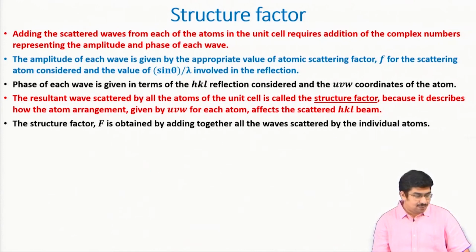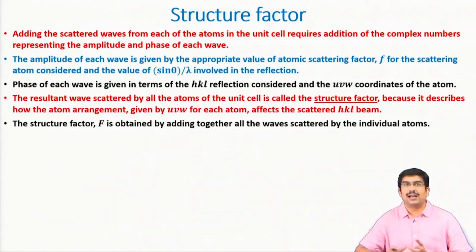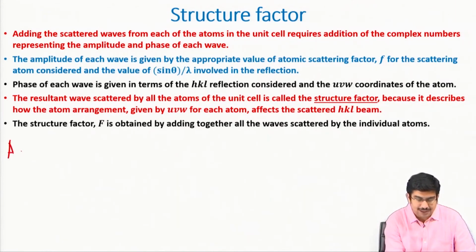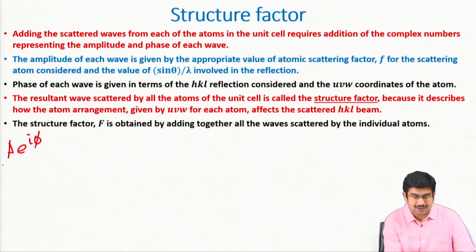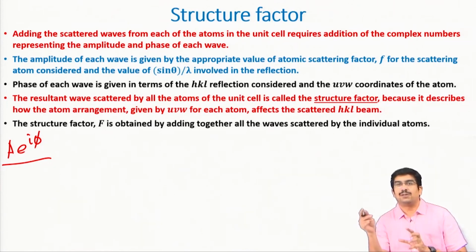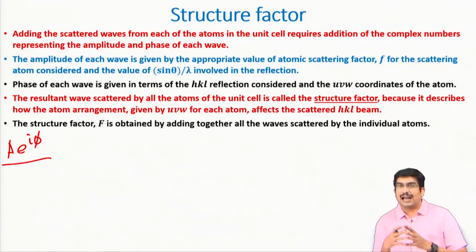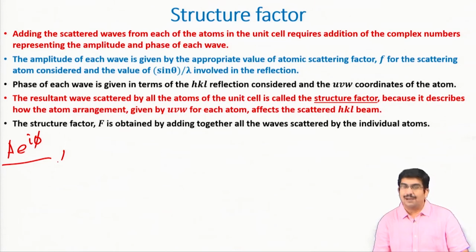Okay. So, when we do this addition, adding the scattered wave from each of the atoms in the unit cell, it basically requires the addition of these complex numbers representing the amplitude and phase of each of these waves. So, these waves are represented by this expression for each wave, with one wave coming from the origin, one wave coming from any other atom situated anywhere else, and we just add them up, adding their amplitude and phase.